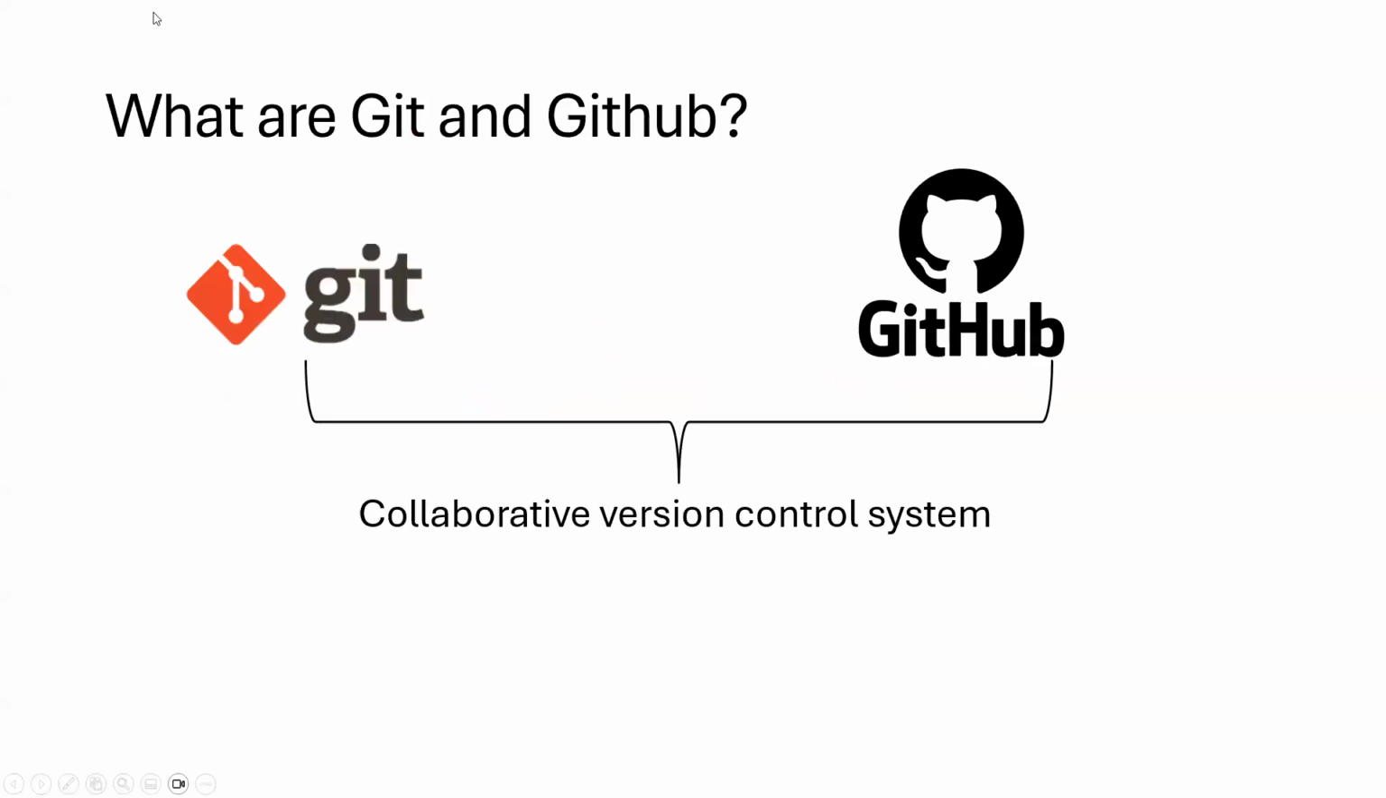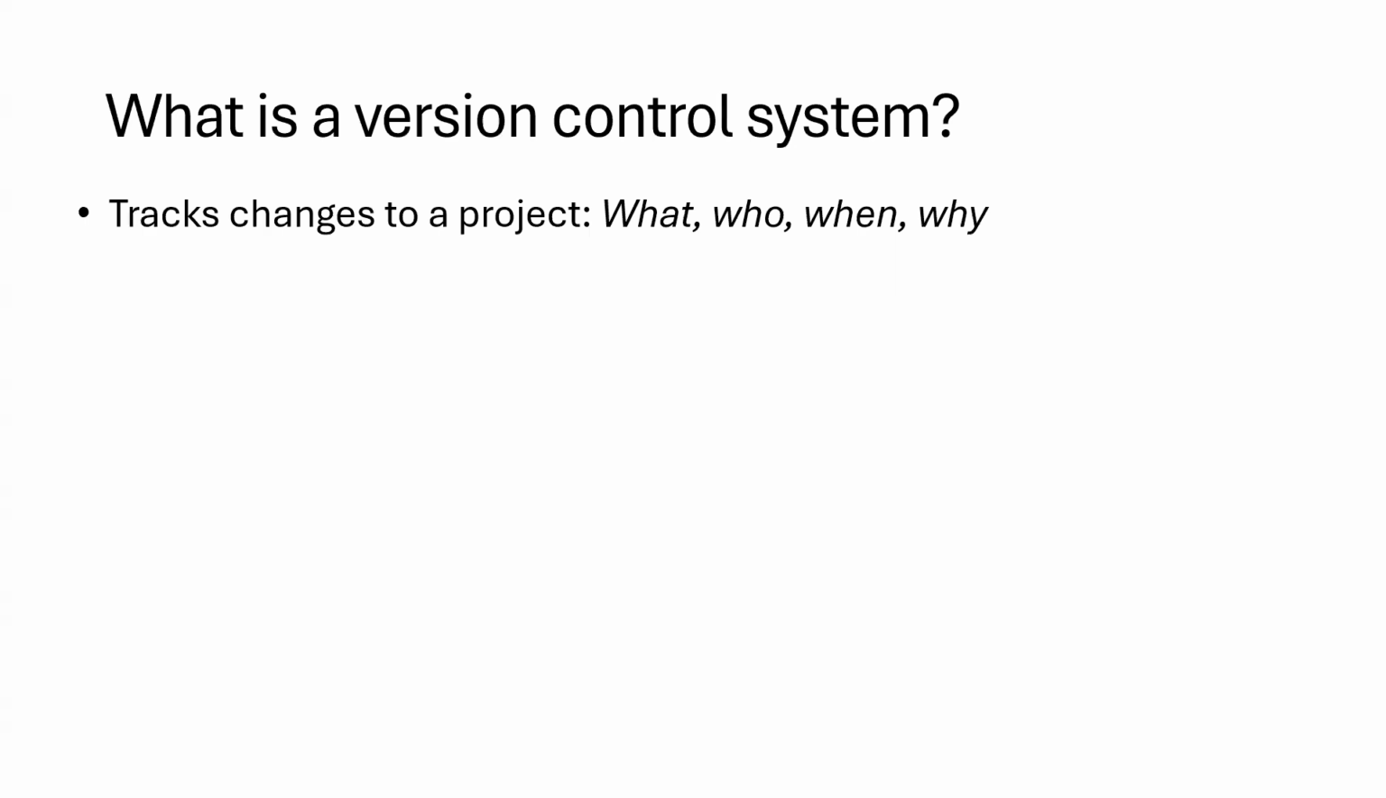So, Git and GitHub are two components of a collaborative version control system. In order to understand what they are, you have to understand what a version control system is. This is actually a practice that comes out of software engineering, but has really become useful in any kind of work involving code or even non-code kinds of documents. A version control system is basically just some kind of system that tracks changes to a project. So who made the change, what they did, when they made it, and if they put in a good enough message, why they made it.